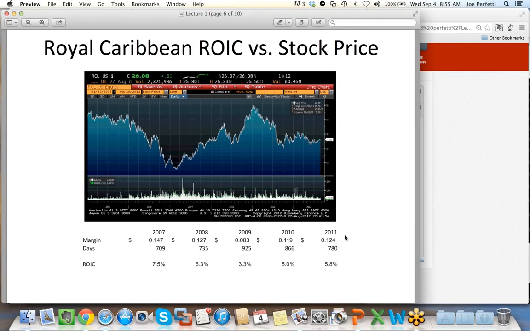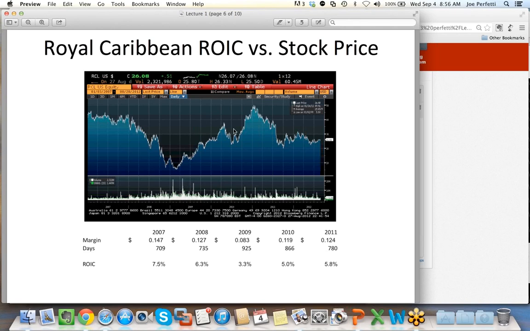of cash. By 2011, they were only generating about 6 cents of cash because their profit margin fell to 12 cents and their cycle time ballooned to 780 days. So why did their ROIC fall? One, their margins went down. Two, it took them longer to make the same margin. The combination of the two lowered the return on investment.